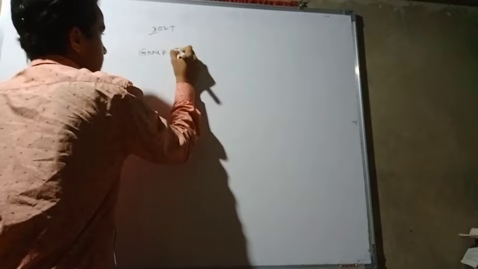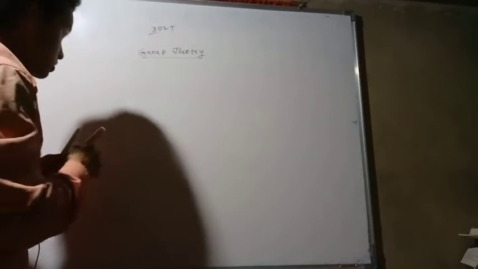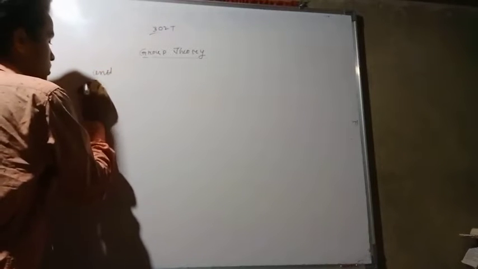Group theory, paper 302, group theory. What we will cover in this unit: 1, dihedral group.